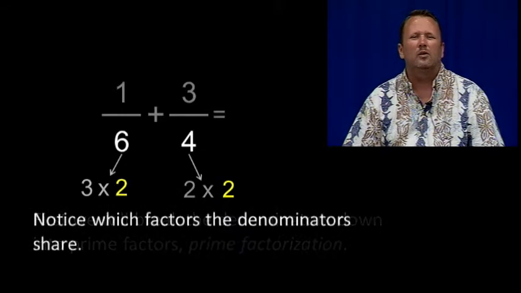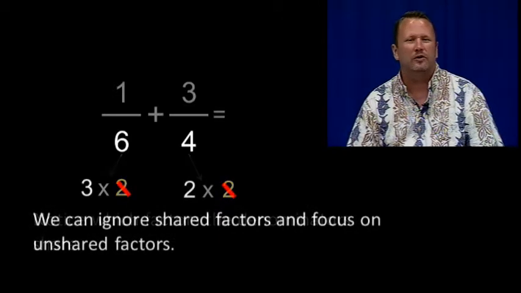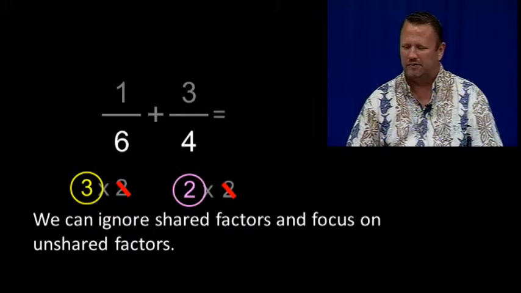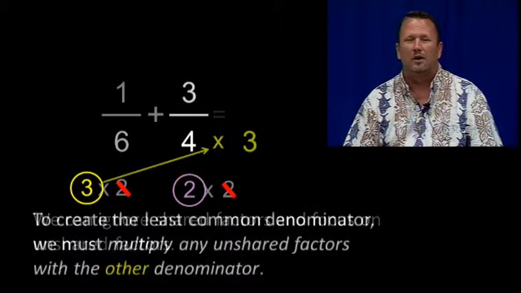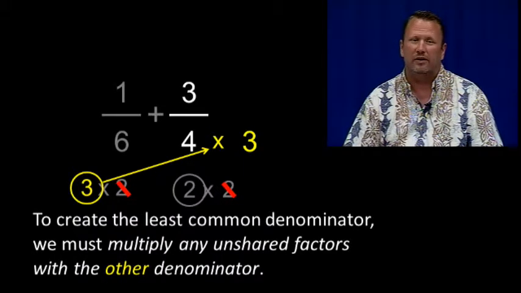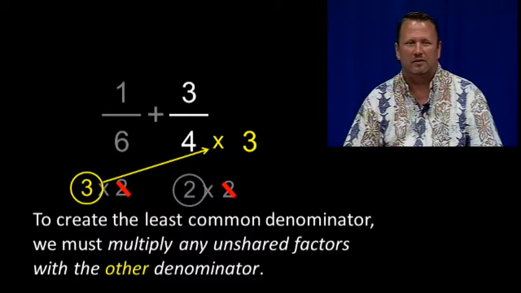First, we notice which factors the denominators share. And we can ignore those shared factors and focus on unshared factors. To create the least common denominator, we must multiply any unshared factors with the other denominator. Here we've taken the unshared factor 3 and multiplied that with the other denominator.